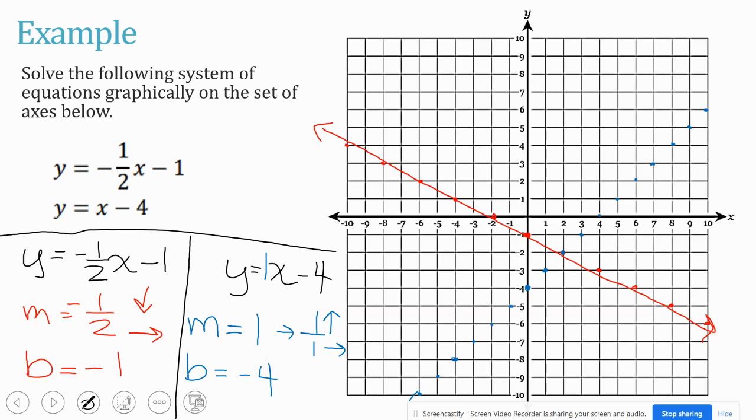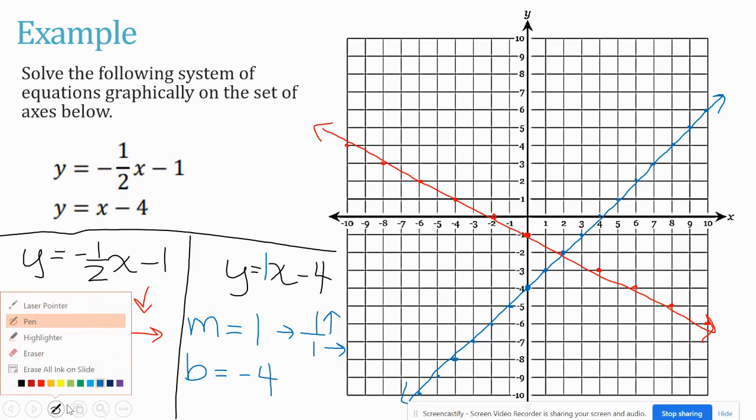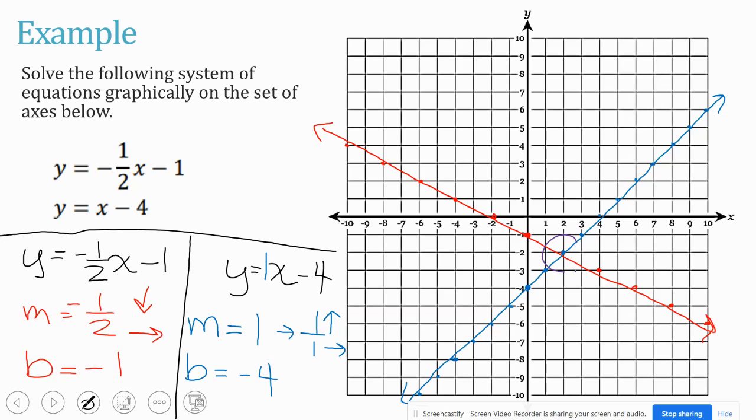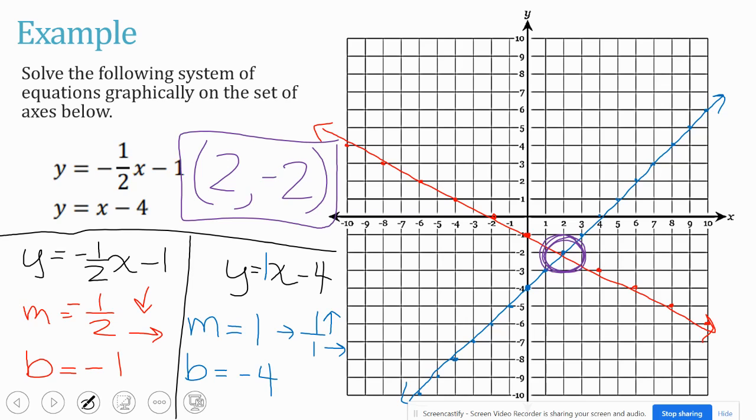Okay, so now I'm going to connect these. And I'm going to put a circle where they intersect, which is right here. And that is the point 2, -2. 2, -2. Remember, x, y. Okay, so graph the first line using slope and y-intercept, graph the second line using the slope and the y-intercept, and wherever they intersect, that is going to be your solution.